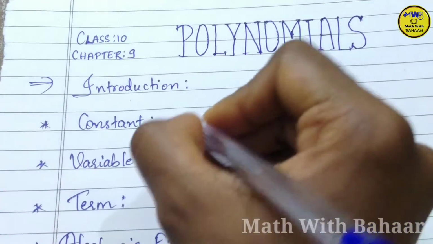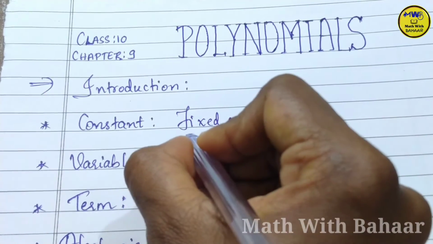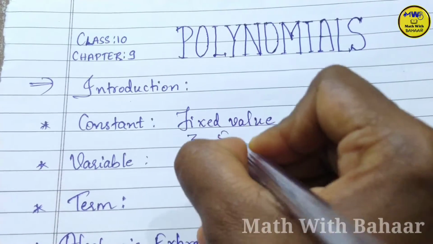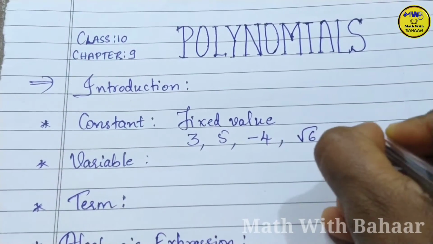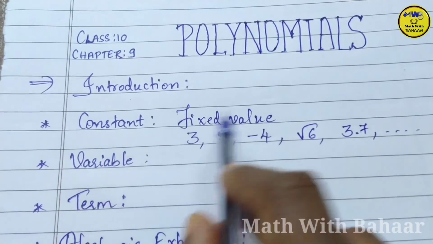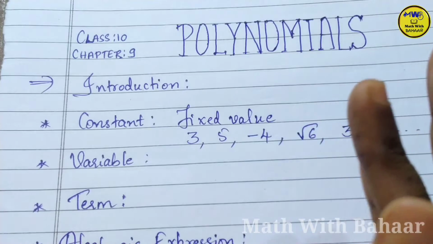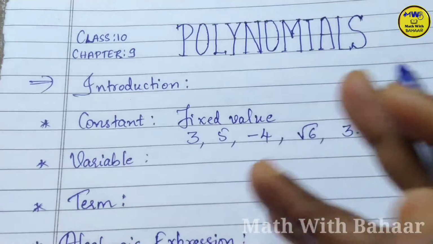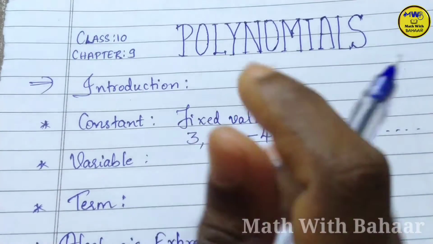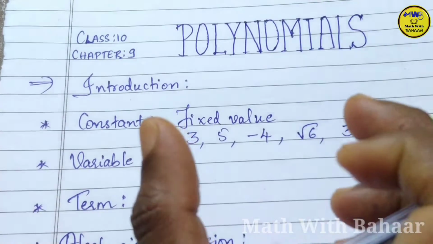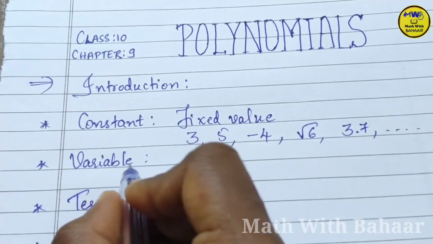A constant is a symbol that has a fixed value. For example, any number, let's say 3, 5, -4, √6, 3.7 and so on. A constant can either be a positive number, a negative number, a root number, or a decimal number. I mean to say a rational number or any irrational number as well. Any number or symbol that has a fixed value, we call it a constant. So next, coming on to the variable.